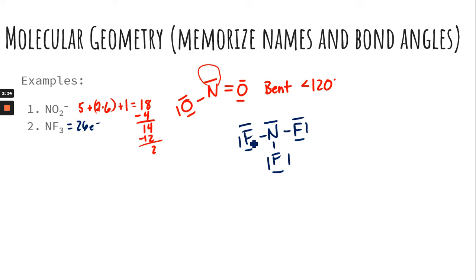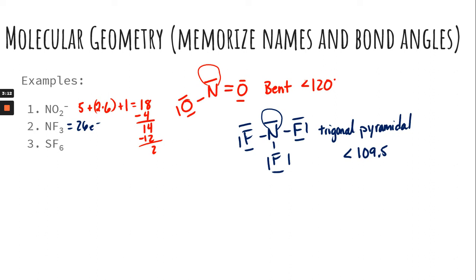So the electron domain, 1, 2, 3, 4, would be tetrahedral. Because of this lone pair, though, it's going to force those 3 fluorines closer together. So the molecular geometry is trigonal pyramidal. The bond angle for tetrahedral is 109.5, but because of that lone pair forcing the fluorines closer together, it becomes less than 109.5.